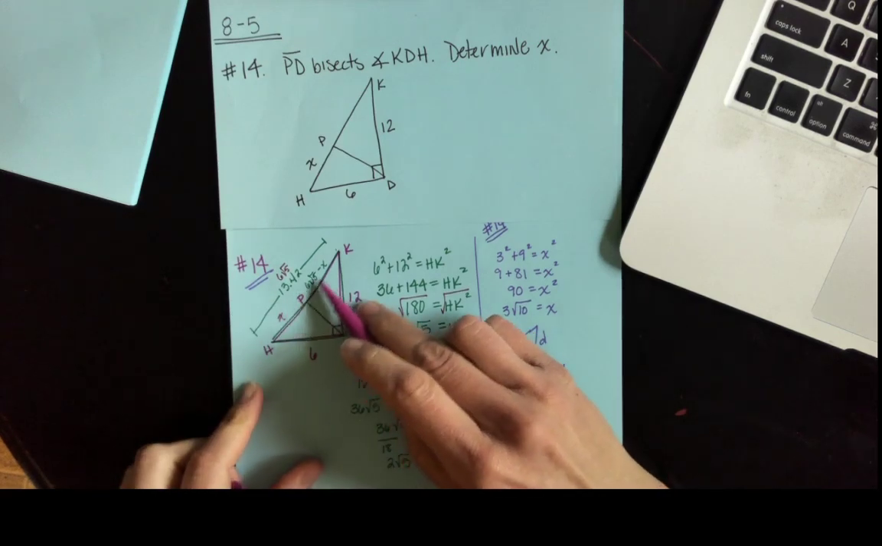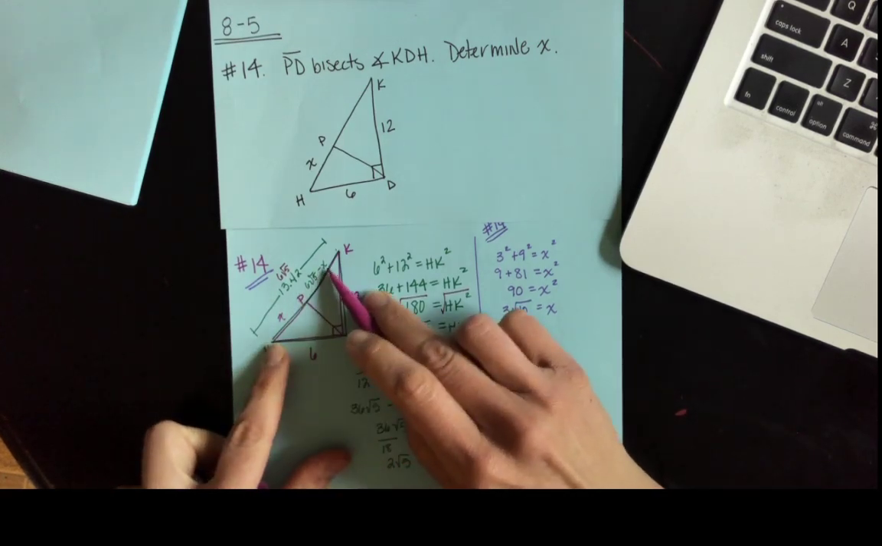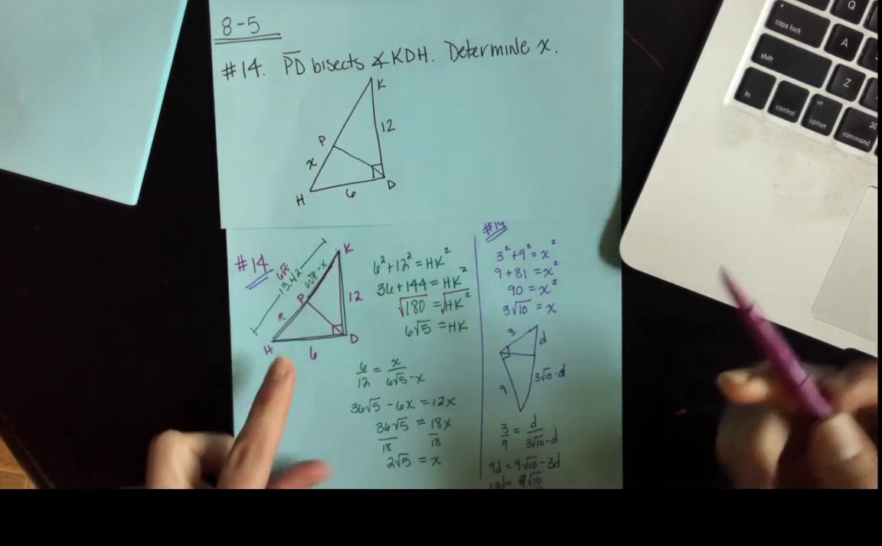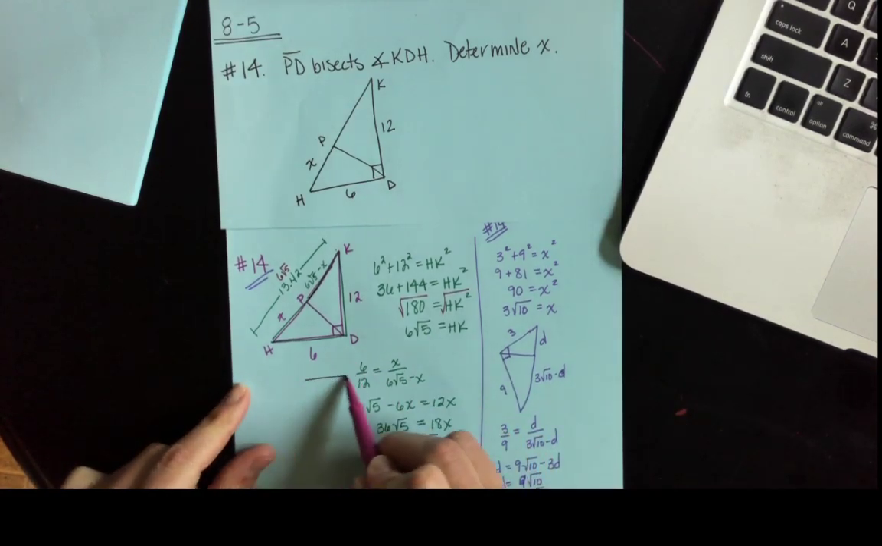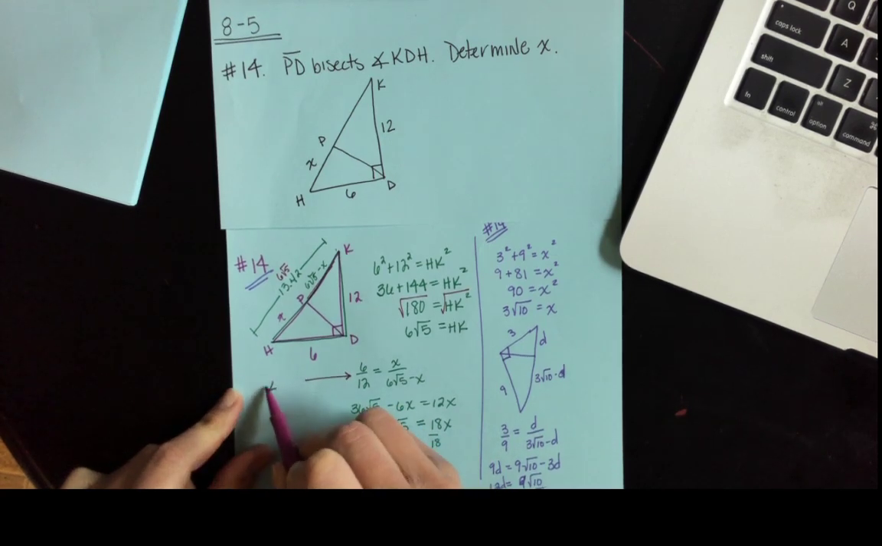So I use 6 radical 5 minus x to figure out what this length is. And then I set that up in my proportion here. So here is where we now have our angle bisector theorem.